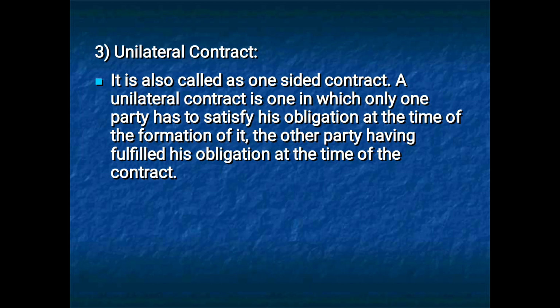unilateral contract. For example, if Mr. A promises to pay rupees 10,000 to Mr. B, that is the acceptor, if Mr. B completes his task, then it is called unilateral contract. So here one person promises to pay the other person if the other person completes the work. Here there is one promise. So it is called one-sided contract or unilateral contract.